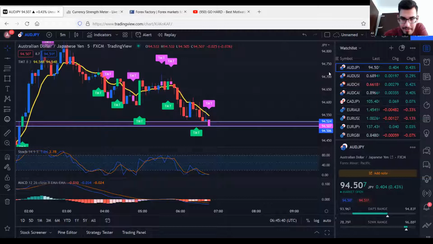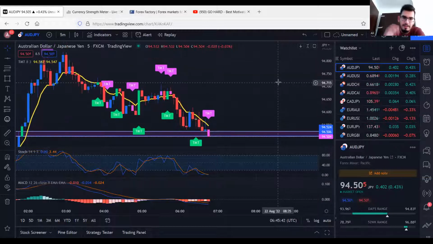AUD/JPY hit my area again. Ladies and gents, we could have another entry there for us for a buy position. But I would wait. The reason I would wait is because there's still 5 more minutes left for that candle, and I would like to be patient. Realistically, that could already be a good entry, but it would be risky to take due to the fact that there's still about 4 to 5 minutes left for that candle.